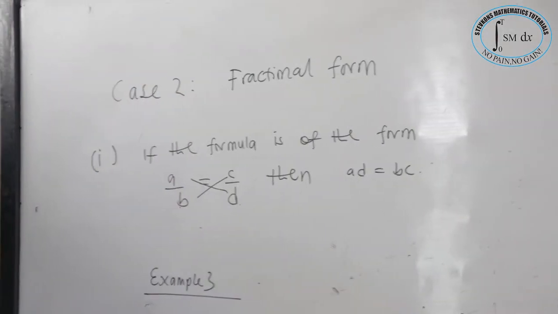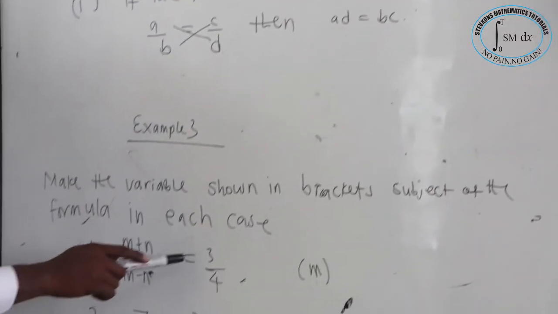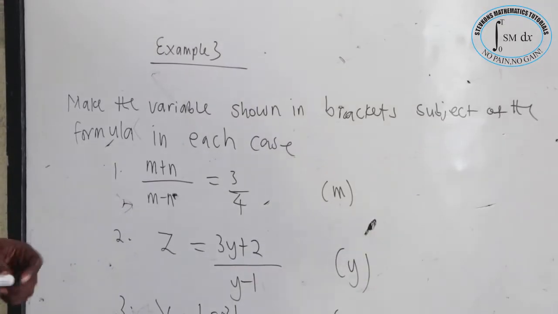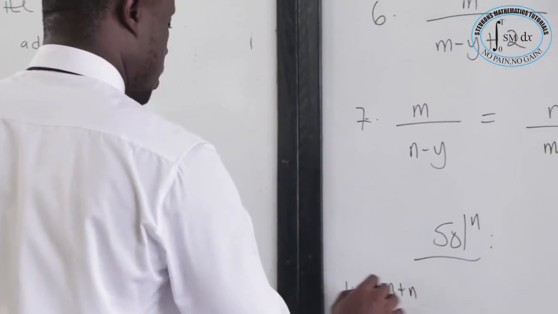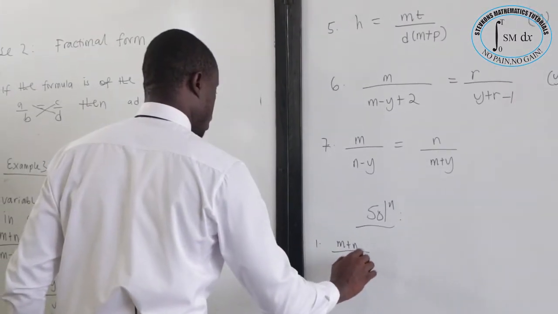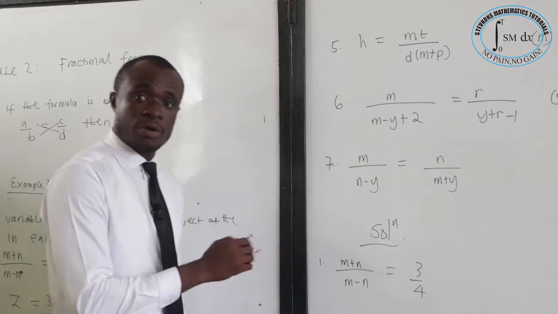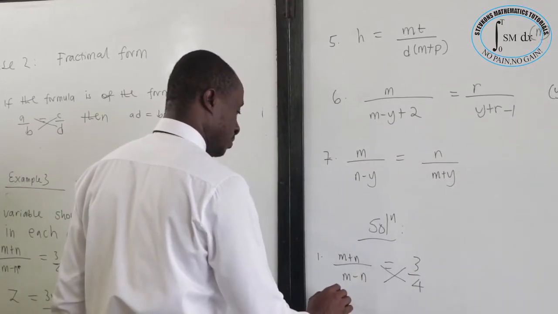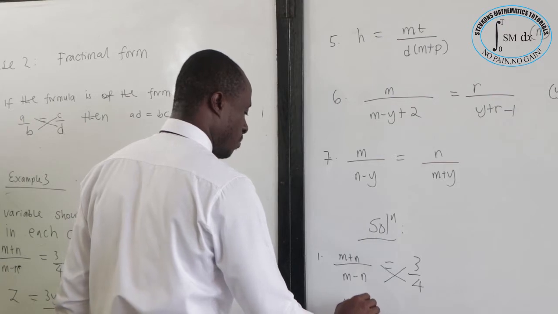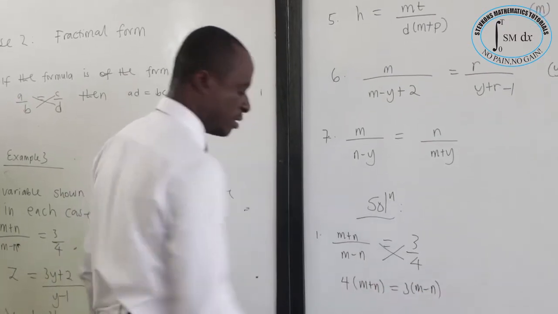Okay, now the first one we have (m + n)/(m − n) = 3/4. We want to make m the subject. So we have m plus n all over m minus n equal to 3 over 4. From here, what do we do? We cross multiply, and this will give us 4(m + n) = 3(m − n).